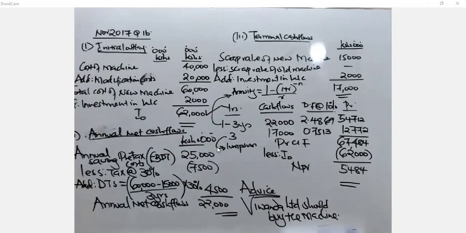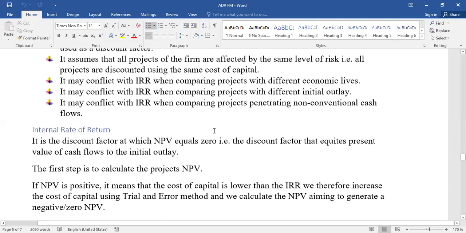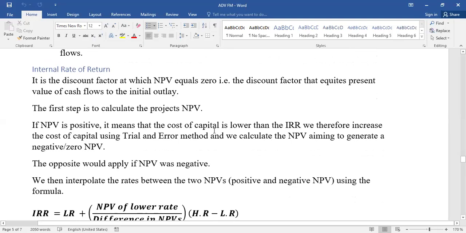Now I have to introduce you to something different. As per our notes, I'm just doing an introduction for better understanding of the topic. There is another modern technique, which is called the internal rate of return. We have said it is the discount factor at which the NPV equals 0, the discount factor that equates the present value of the cash flows to the initial outlay. In simple terms, it is the break-even cost of capital, where the present value of the cash inflows is equal to the initial outlay.